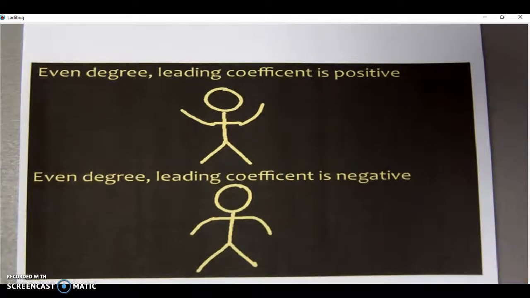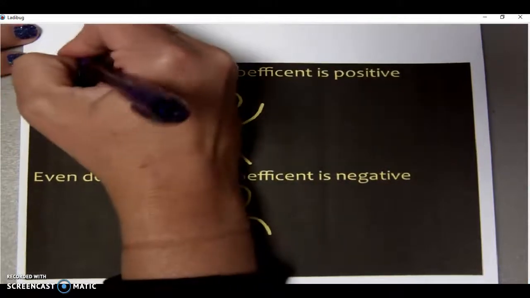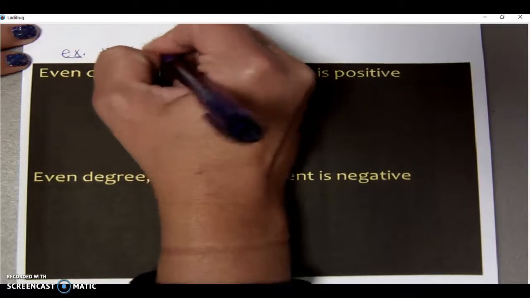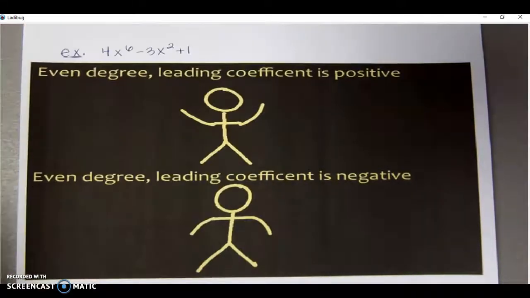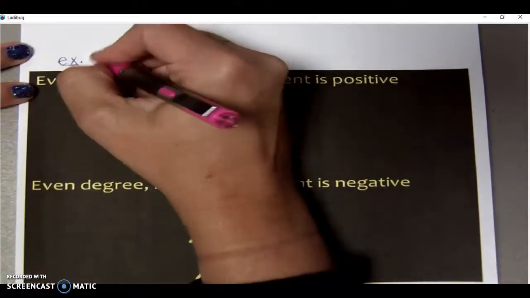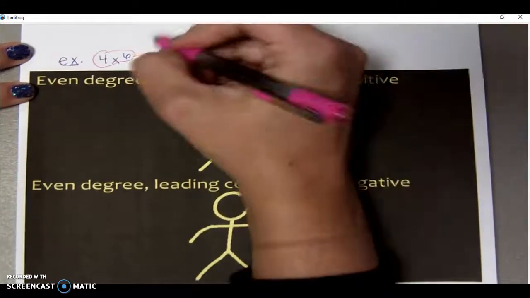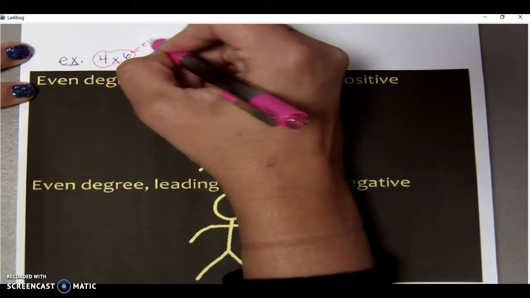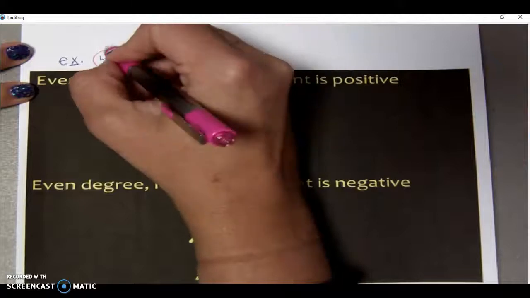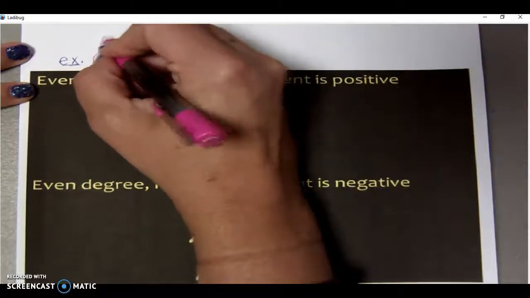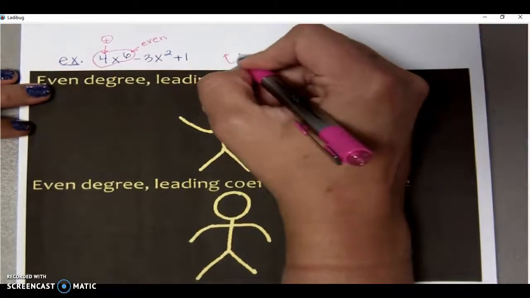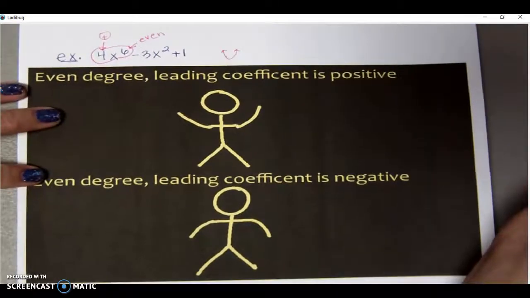So, an example, we have 4x to the 6 minus 3x squared plus 1. You're looking at the highest exponent, so the highest exponent here is the 6. So we're looking at this term right here. The degree, or the highest exponent, is even, and the leading coefficient that goes with it is positive. So if it's even and positive, that means both sides are going to go up. So the graph will look something like that at the end.